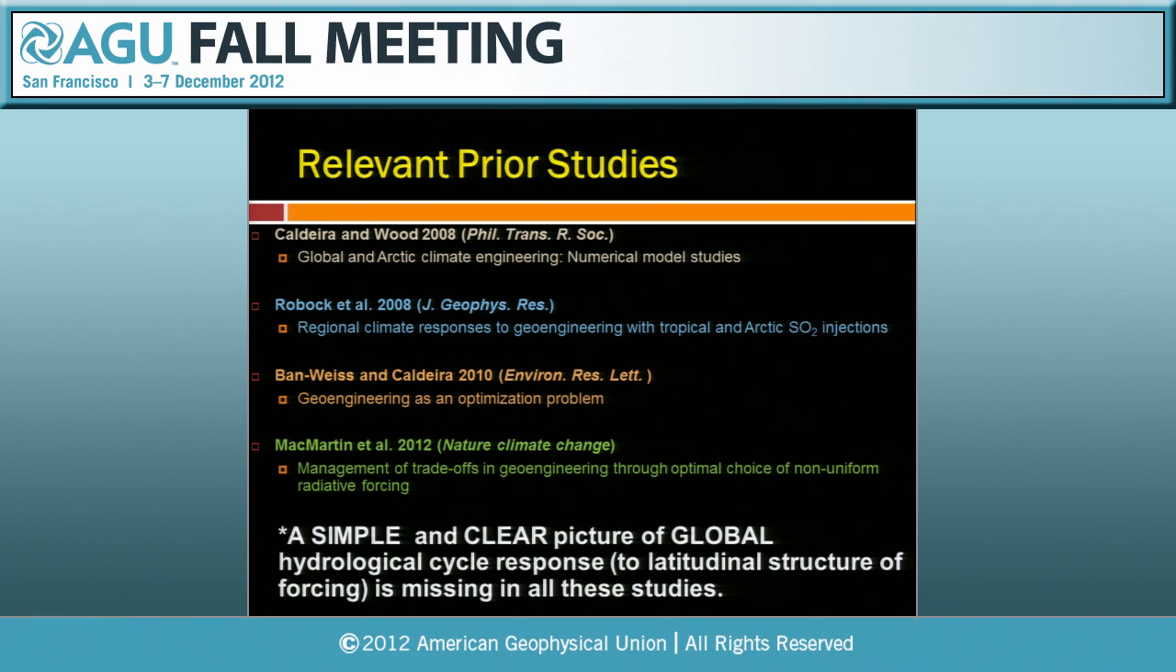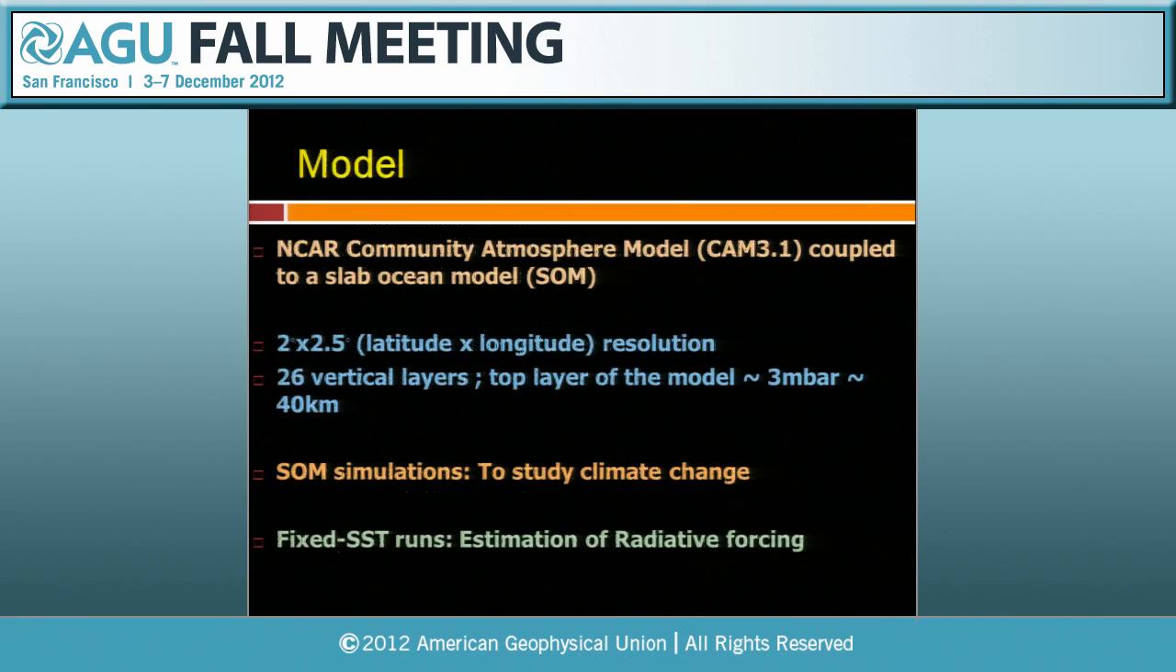Our study is slightly different, in that we wanted to constrain the total amount of aerosol to be the same, but vary the meridional distribution. Then recently there is a paper by MacMartin et al., published in Nature Climate Change, which looked at varying both the latitudinal distribution as well as the seasonal distribution of sunlight, again an optimization paper. But in respect of all these studies, I at least had difficulty finding a clear, simple picture of the global hydrological response to the latitudinal distribution of aerosol. That was the main idea of this work.